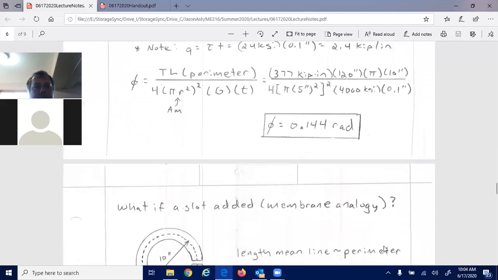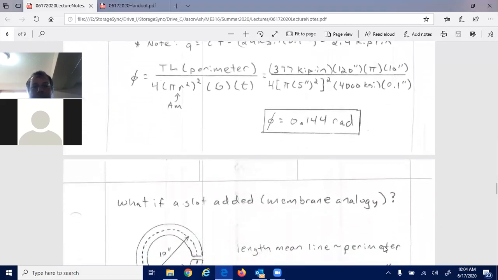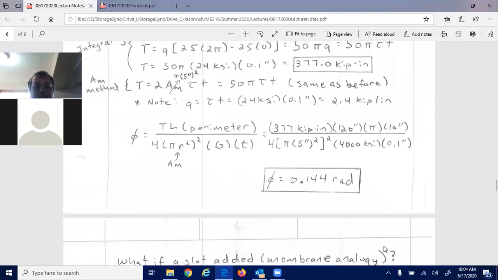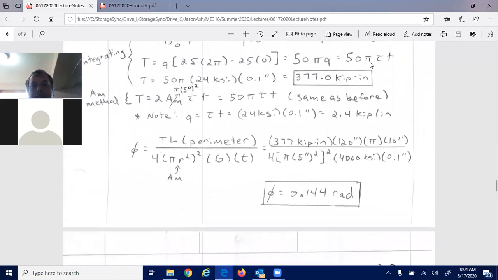Let's see, I think we have 3 more pages to go through. Would you want to break now, or do you want to just keep going through the last 3 pages? Do you want to break? I got a no, got bunches of no's. Everybody wants to power through it, so we'll go ahead and power through it.